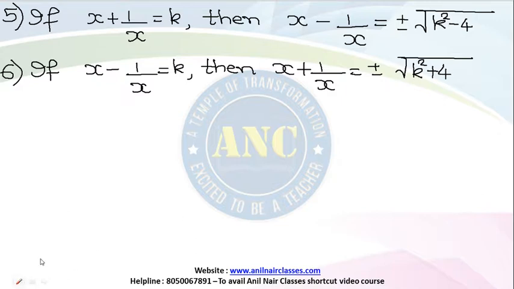K square plus 4. Now the fifth and sixth key points are when the coefficients of x and 1 by x are equal to 1. What if they are not equal to 1?